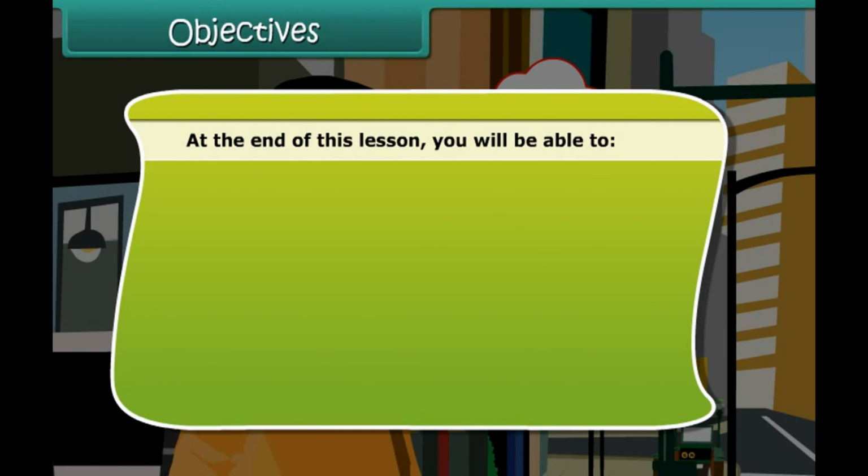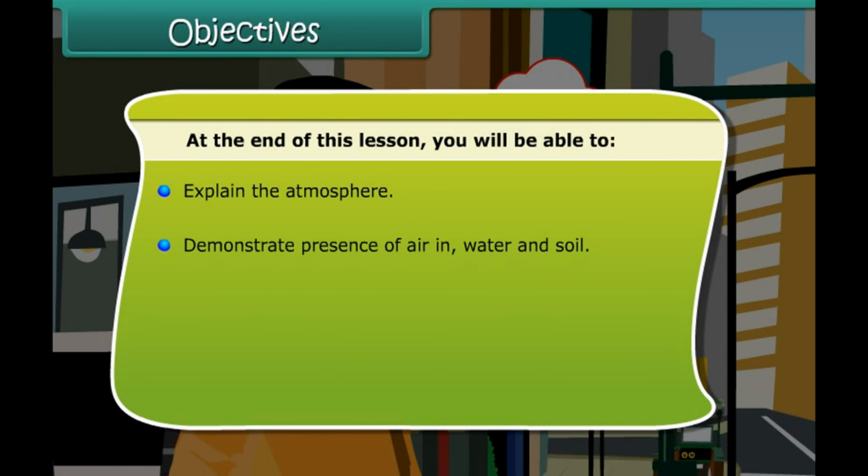At the end of this lesson, you will be able to explain the atmosphere, demonstrate presence of air in water and soil, and describe air pollution, its reasons and effects.